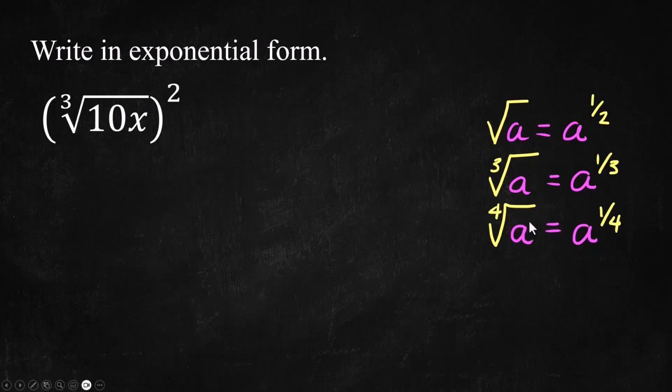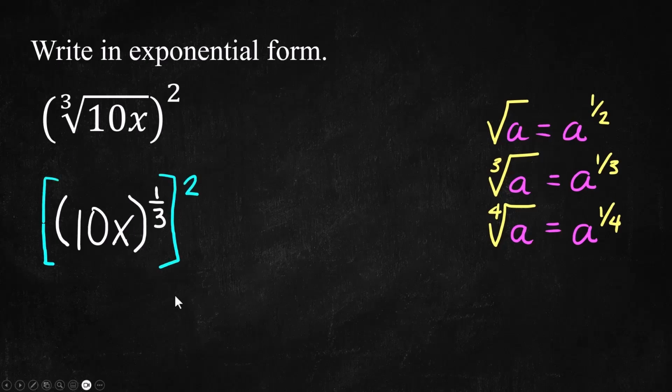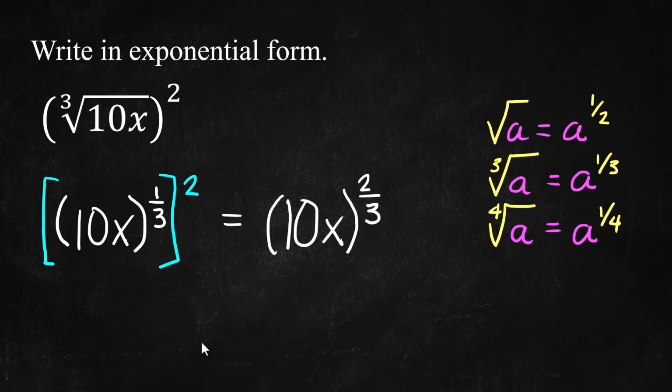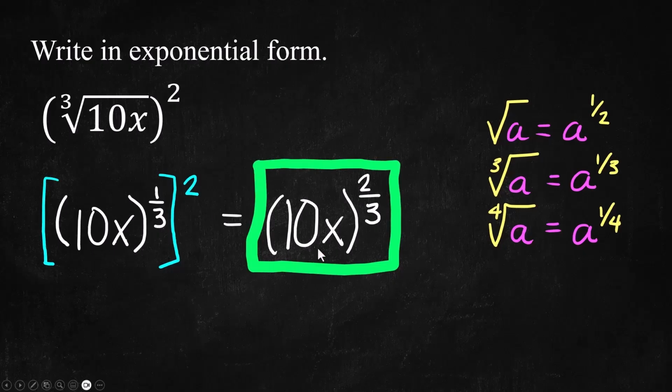The exponent on the a underneath would be the top, and since I just used a's here, that's just an exponent of 1. I'm just going to rewrite what's on the inside first, which would be 10x to the 1/3 power. That is the cube root of 10x, and that whole thing is being squared. You are taking a power to a power, and there you go. So it's 10x to the 2/3, and that is the same thing in exponential form.